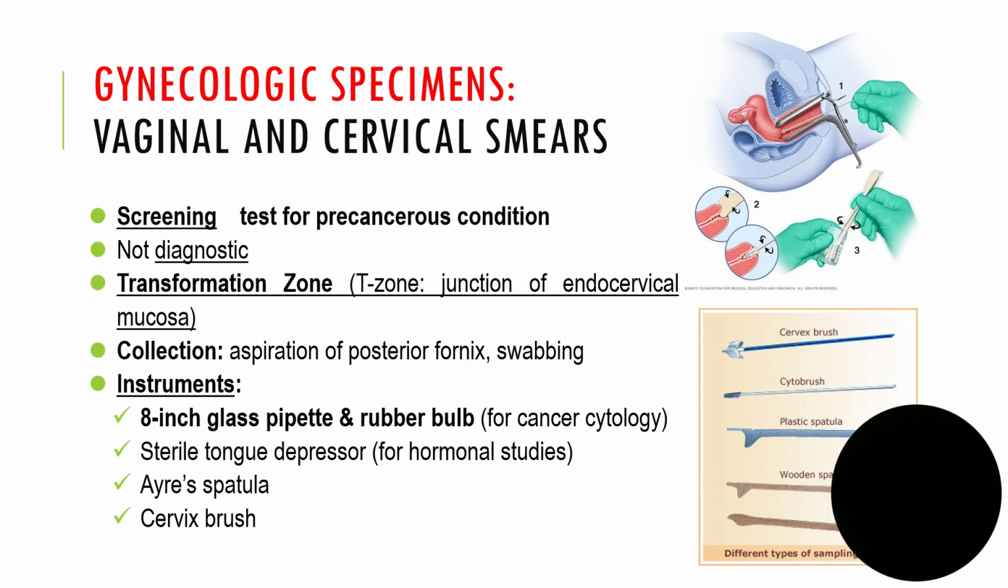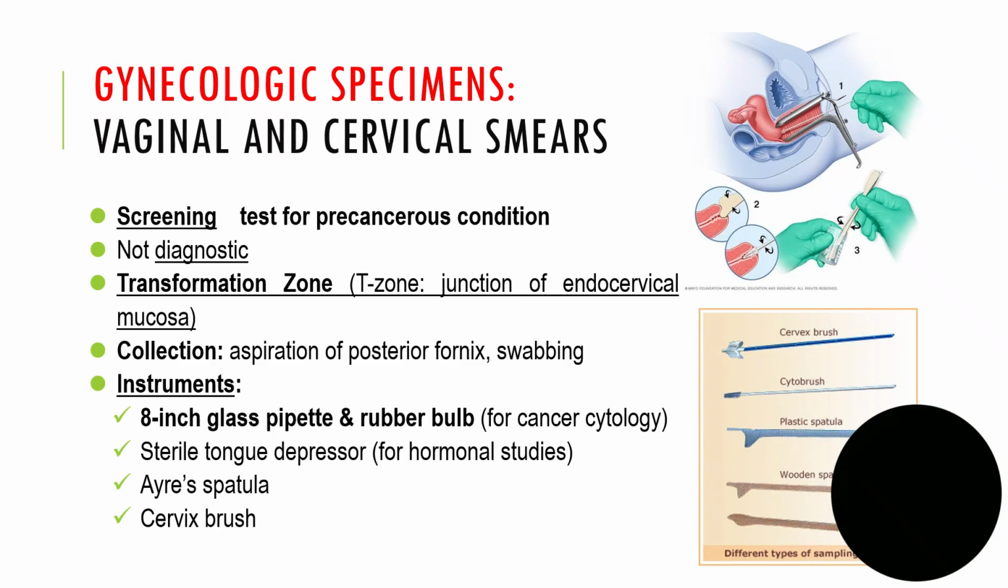The anatomically critical area is the transformation zone or the T-zone, which is the junction between the endocervical columnar mucosa and the ectocervical squamous epithelium. This is the area most vulnerable to dysplasia and cervical cancer development. All collection efforts should target this zone.